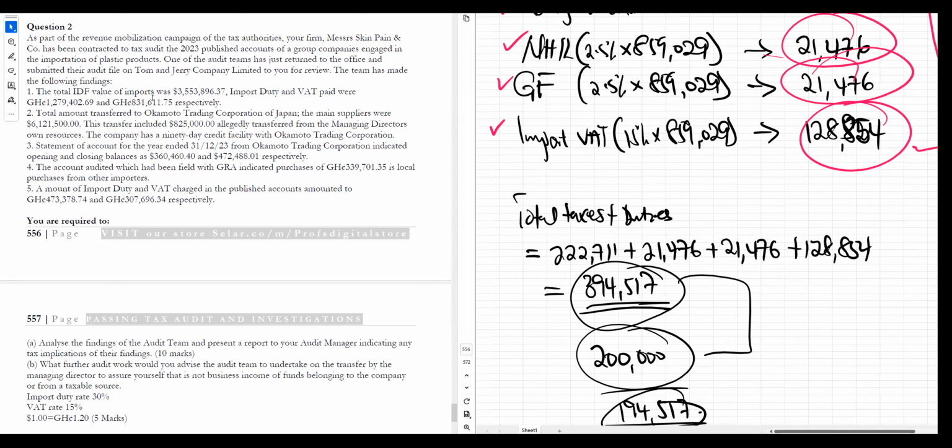So the total IDF value of import was 3553. Is this similar to the question we just looked at? Yes, but now they have done the totals for you. So the import duty and VAT paid were 127. Which year is that question from? I think this one is 2024.